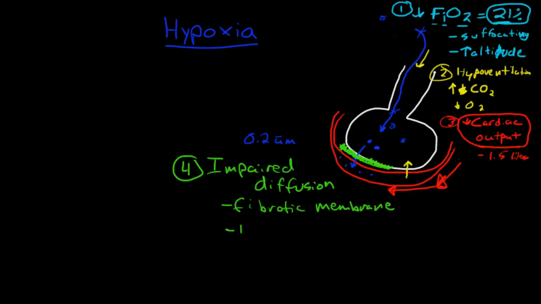There is a test called DLCO, which is the diffusion of carbon monoxide, and we actually use small amounts of carbon monoxide to test the ability of the gas to diffuse across this capillary membrane, and it is a good estimate of our ability for oxygen to diffuse across that membrane.